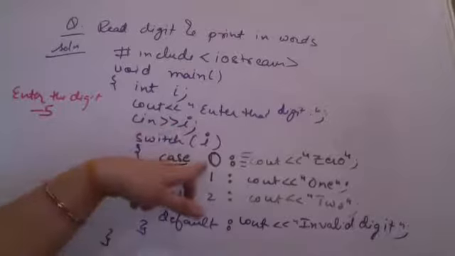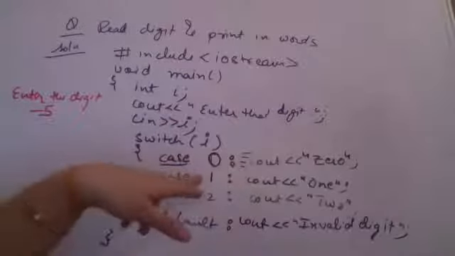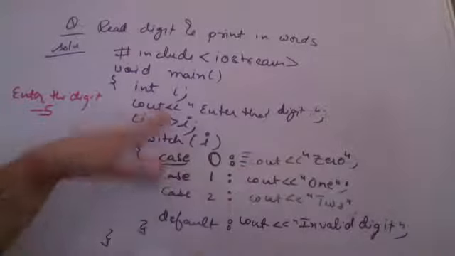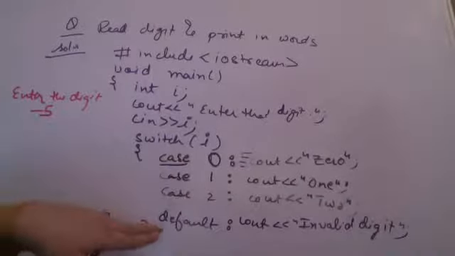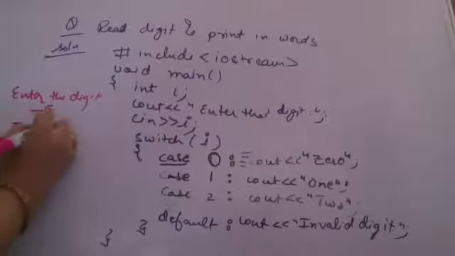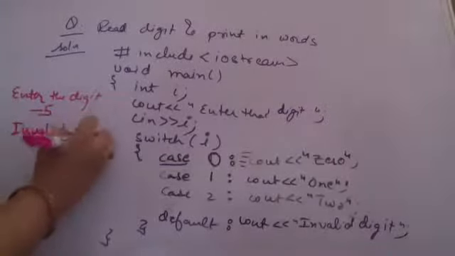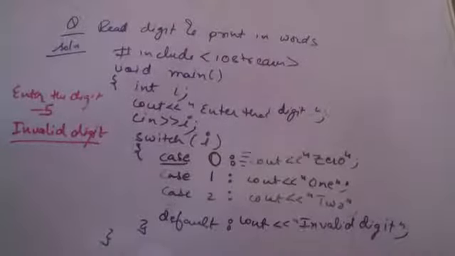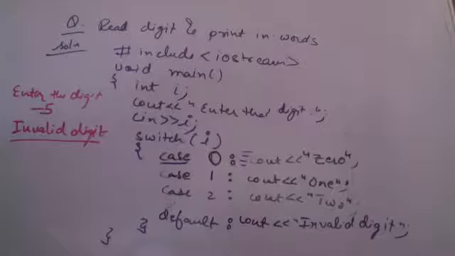Case 0 is checked: -5 is not equal to 0. 1 is not equal to -5. 2 is not equal to -5. None of the cases would match, so I come to the default case. So it will print invalid digit. The output that will be printed would be invalid digit. All of you are understanding this?